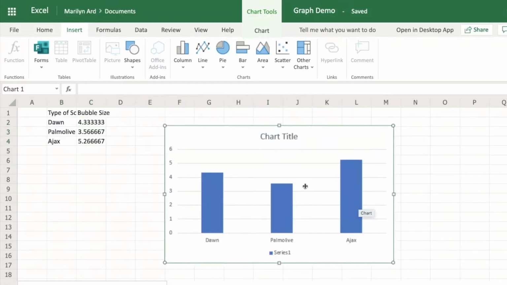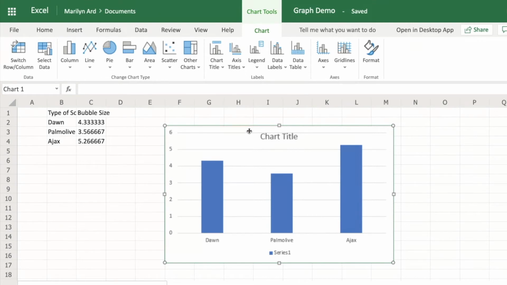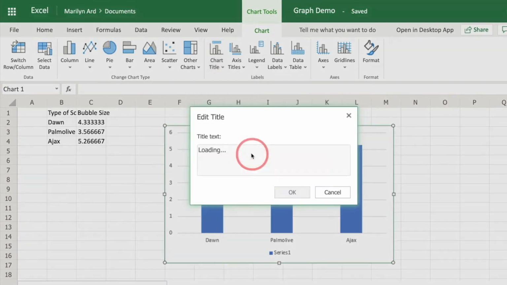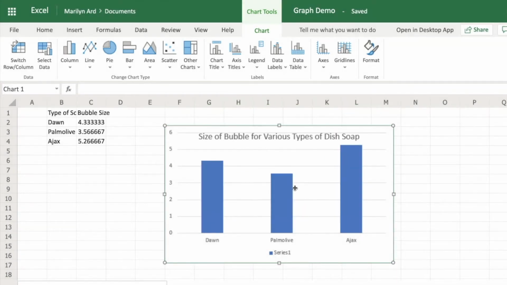Beauty, right? Well, this isn't exactly all that I want. So what I'm going to do is click chart right up here, and start with the chart title. See, it says there is none. I can get rid of it, I can do an overlay, blah, blah, blah. I'm going to edit the chart title I have. I'm going to do size of bubble for various types of dish soap. Capitalize those. All right. There we go. Beautiful. All right.